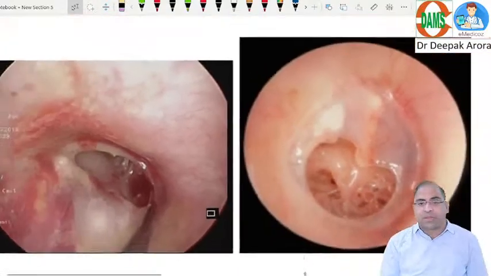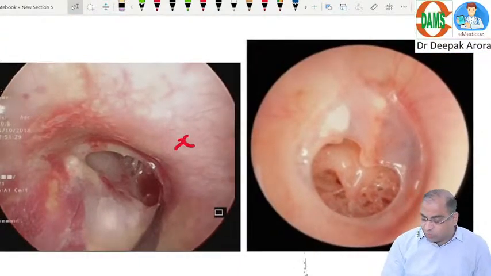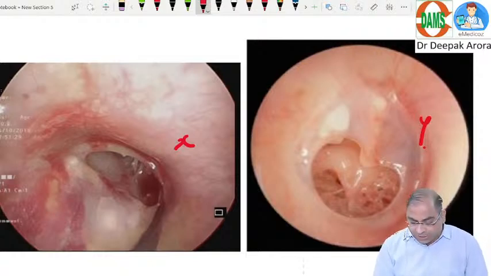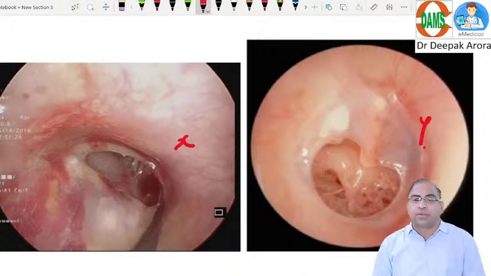Anyone who can tell me this is my X, this is Y. Can you tell me what is the treatment for X and Y? I'm waiting for a response in the chat box. What is the treatment of X and Y? Treatment of X. What is X?